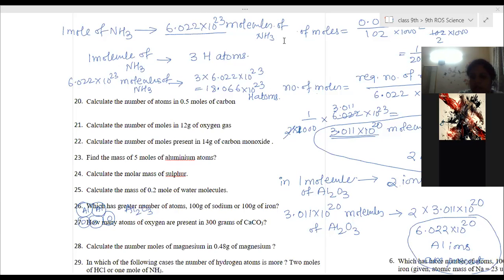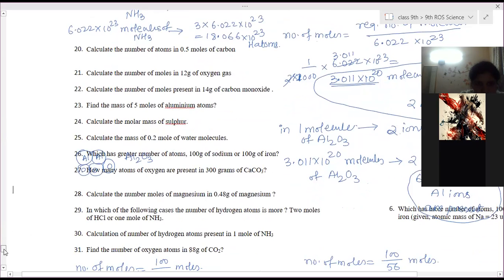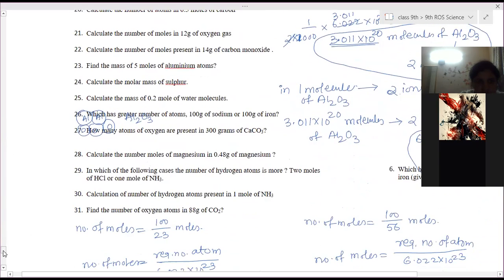Ma'am, from 24th already solved. From 24th, everything solved. 25th, most of them you gave in the worksheets in the beginning and previously also we did. 26th, we just did it. And 29, 30 and 31 we have to do, ma'am. 29 done. Just 30th now and 31st.